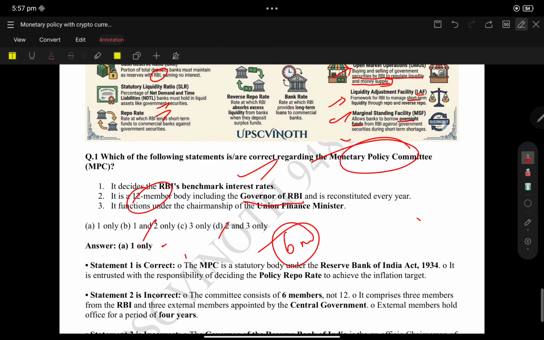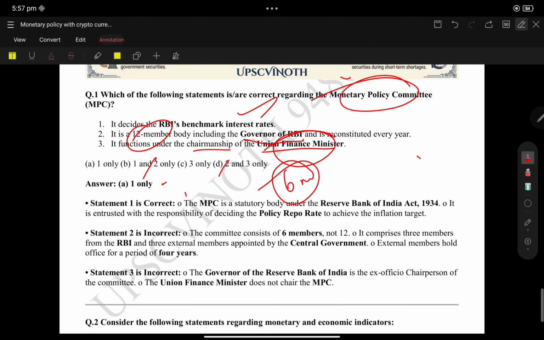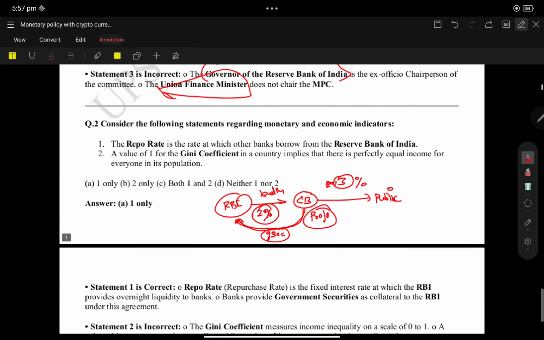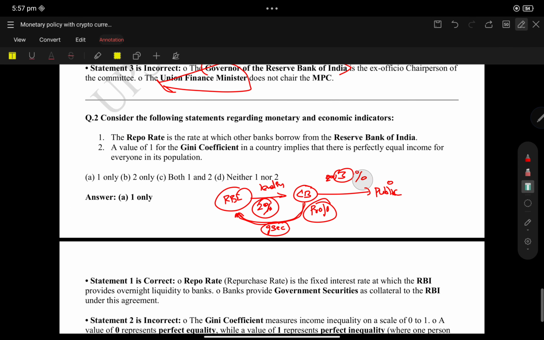Now, it functions under the chairmanship of the Union Finance Minister? No, it does not function under the Union Finance Minister. RBI functions under the Governor of Reserve Bank of India. Statement 3 is wrong.